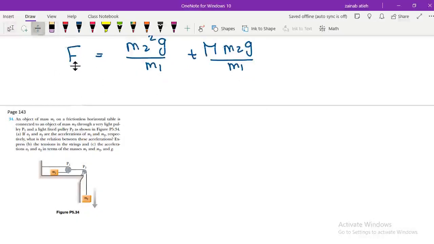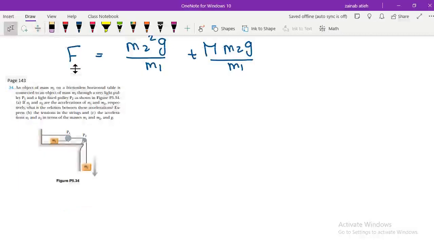I'll move to the last one I'm going to solve, which is problem 34, page 143. I will solve it quickly. In this problem, we have an object of mass M1 on a frictionless horizontal table connected to an object of mass M2 through a very light pulley P1 and a light fixed pulley P2, as shown in figure 5.34. If A1 and A2 are the accelerations of M1 and M2 respectively, what is the relation between these accelerations? Express.